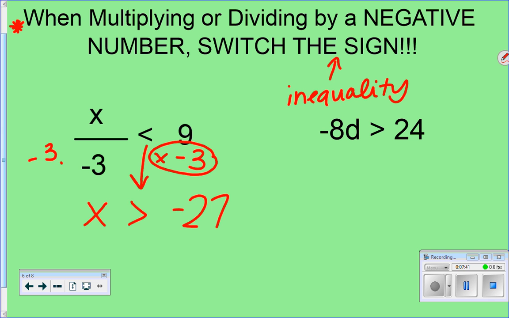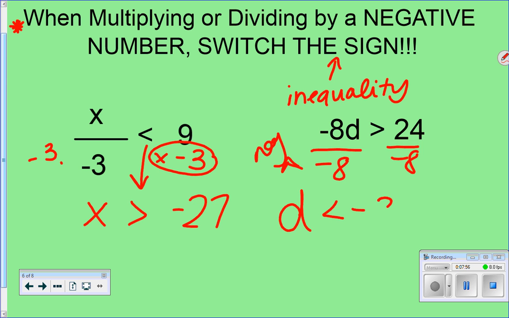So this is another example. If I look at this one, to get rid of that -8, I'm going to divide by a negative number. See, this number is negative. And I'm going to do the same thing over here. Guess what? It's got to flip like this. Oh my gosh. Brain fart.